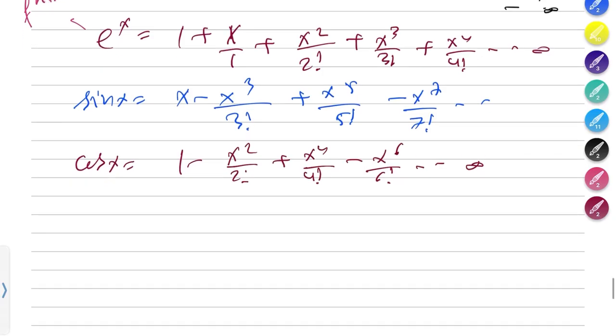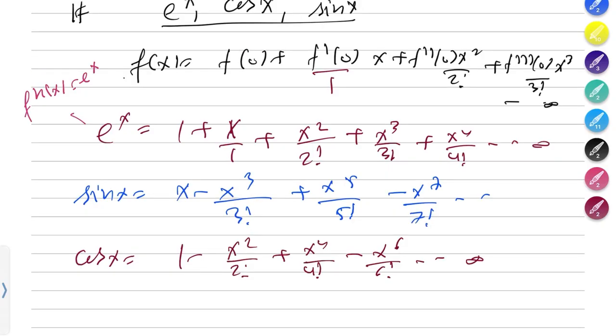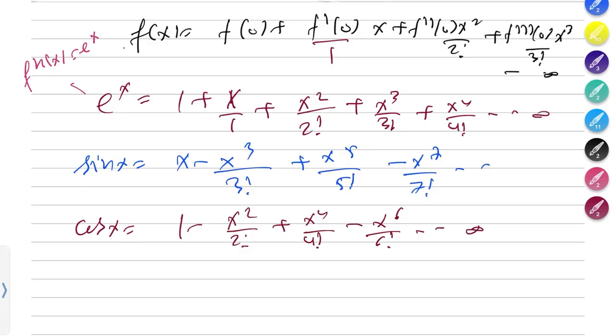So similarly for sin x and cos x. For example, f(0): if I substitute sin 0, this is 0, that's why it has no constant term, it starts from here. Similarly for cos x, if I substitute x equal to 0, we get 1, so that's why it has a constant term. So we'll use these three expansions to derive the Euler form.